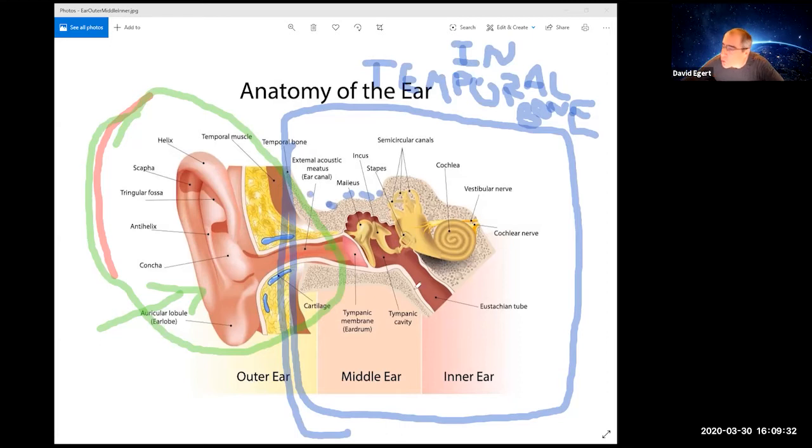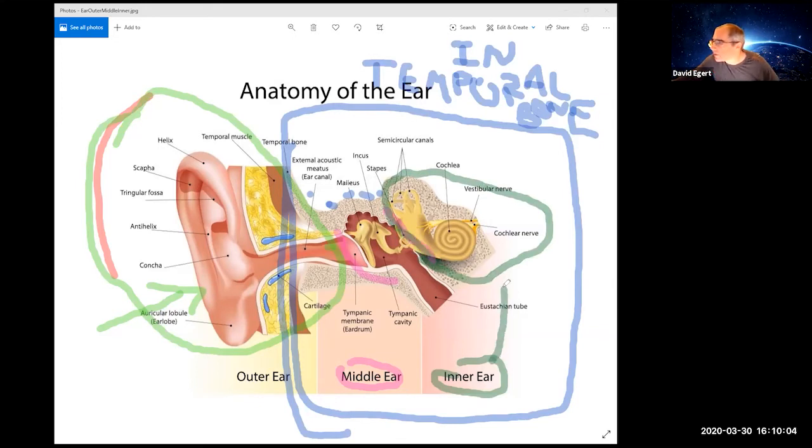There are two important little caves you need to be paying attention to. One is the little cave that we call the middle ear. So the middle ear is right here. And then there's the inner ear, which is all this stuff over here. The inner ear is where you actually have sensory transduction going on. This is where the hair cells are.